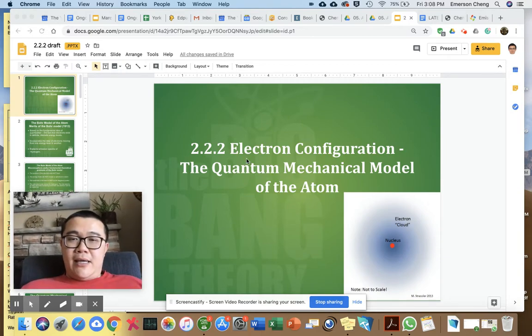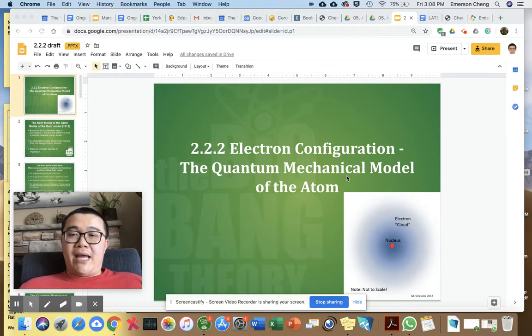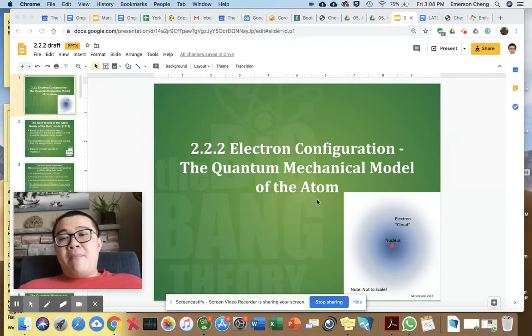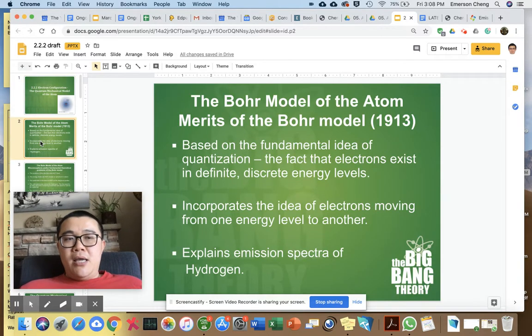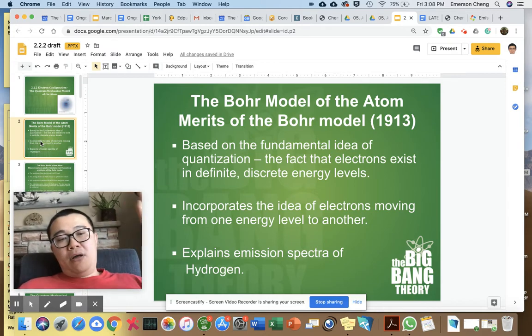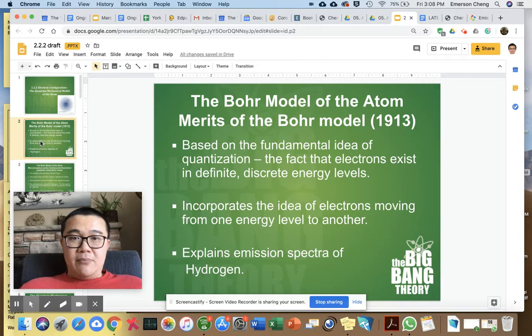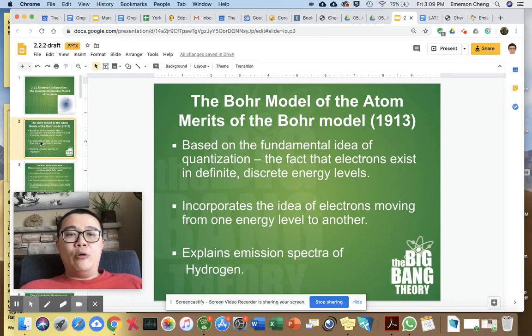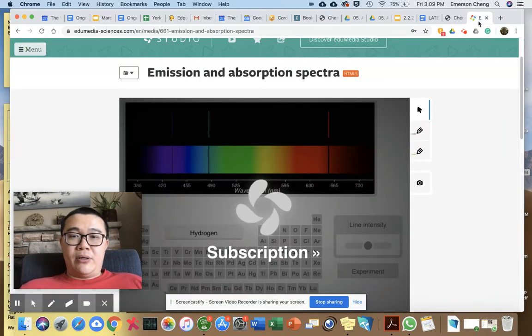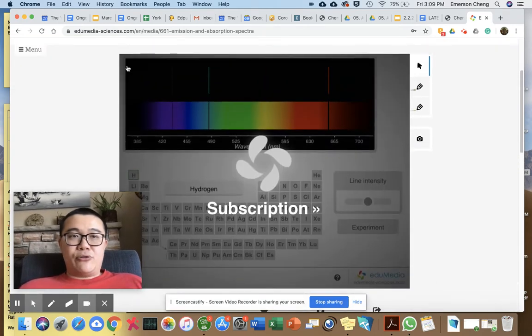This lesson is on the electron configuration, the quantum mechanical model of the atom. If you remember last lesson on 2.2.1, we talked about the Bohr model, and how Niels Bohr updated and built on the model that Rutherford had done before. It was a way to help explain what they were noticing when looking at the emission spectra. Just a quick reminder about the emission spectra.